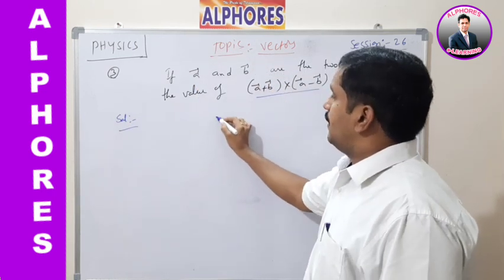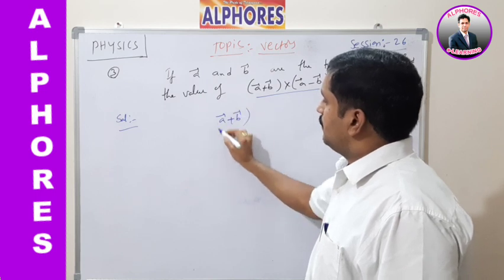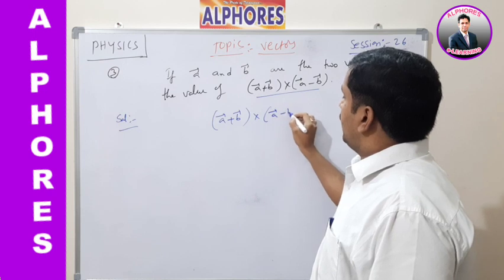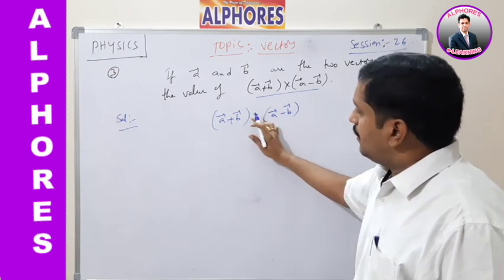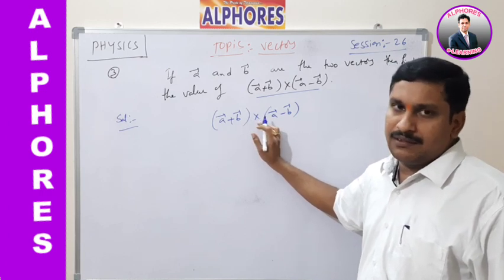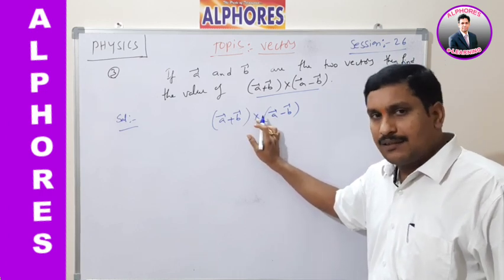Let us say (A bar + B bar) cross (A bar − B bar). This is a simple problem. This is not read as "into", it is just the cross product of two vectors. We read it as cross, not into.